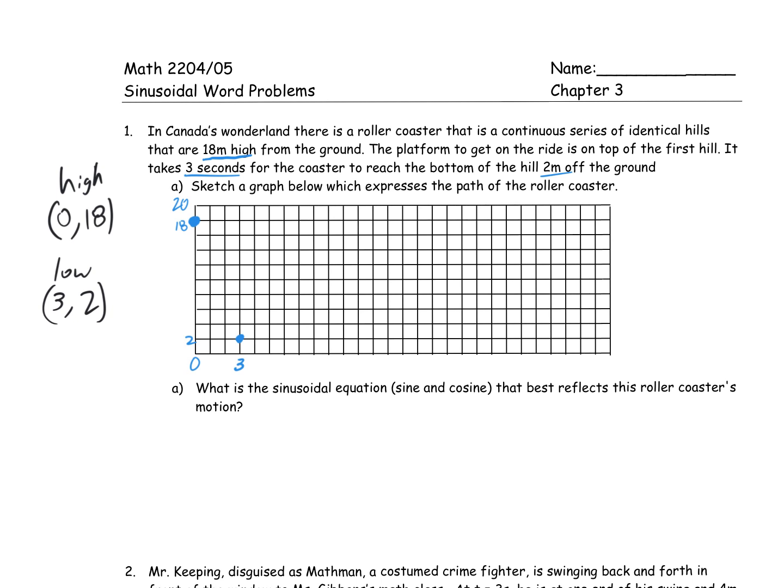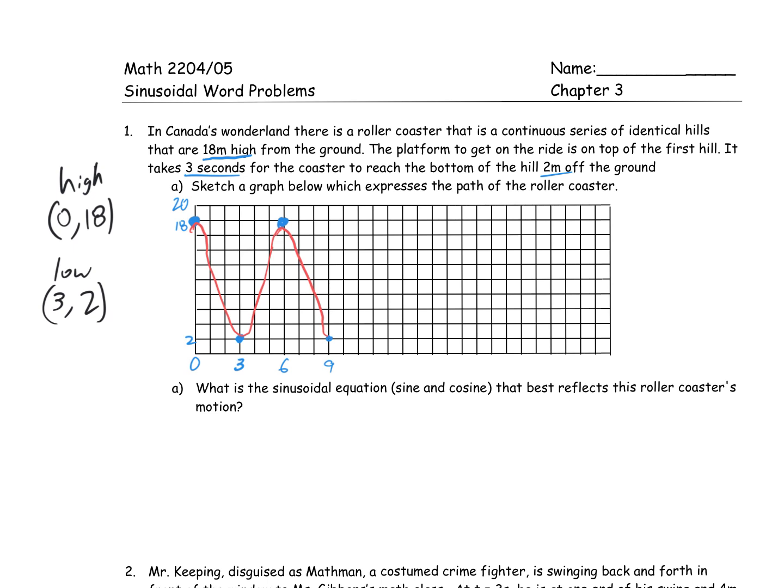So I can also project out the next point, which is going to be 3 more seconds out. So I'll be at 6 seconds now, and we'll have another point at 18, another high point. And if we come out another 3 seconds, we'll have 9, which is another low point. And you can kind of see the wave is starting to emerge here. And this wave shape, guys, is a sine or cosine wave, and we could now write an equation from here.